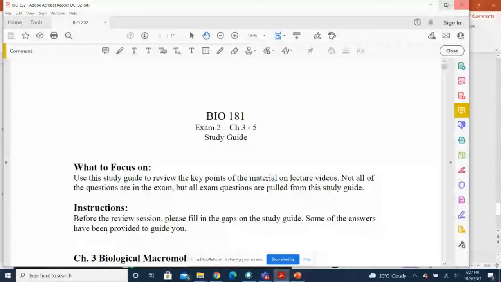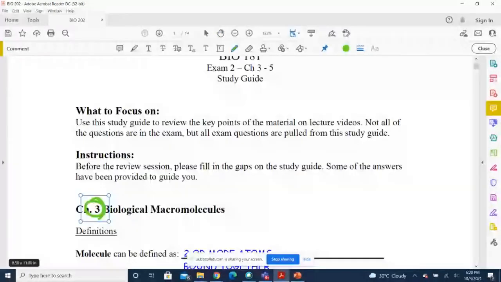So here we have the study guide and everything that I want to be discussing about it. And we will start with chapter 3. Chapter 3 was all about biological macromolecules. And what we end up noticing is that there are 4 types of molecules that are especially important and that are present naturally in nature. The first of these were carbohydrates.